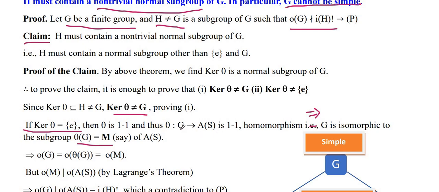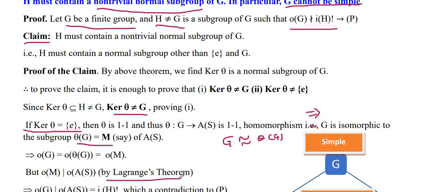So we have order of G to be order of theta of G. Why? Because G will be isomorphic to theta of G, as we have already theta to be a 1 to 1 homomorphism. Now theta of G is the image set, so naturally you have G isomorphic to theta of G. In that case, order of G is finite, so order of G must be equal to order of theta of G, that is order of M.